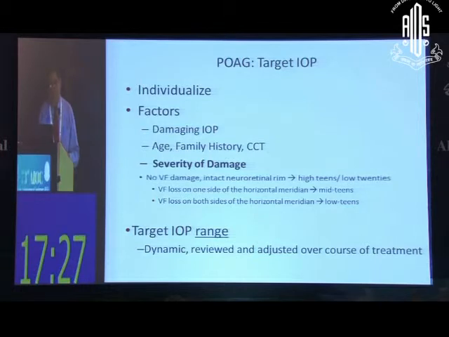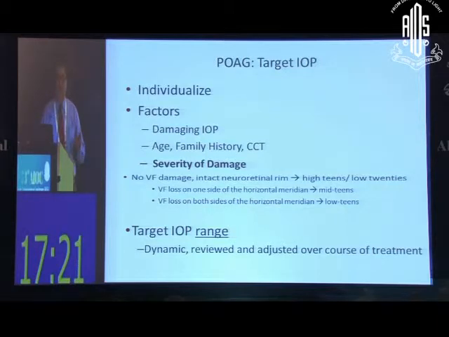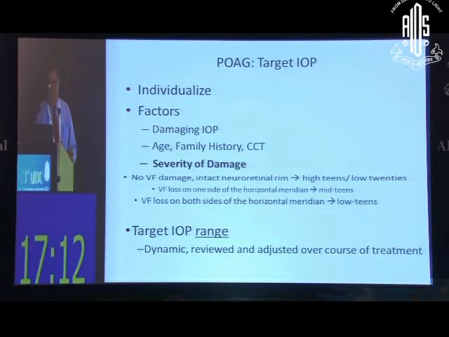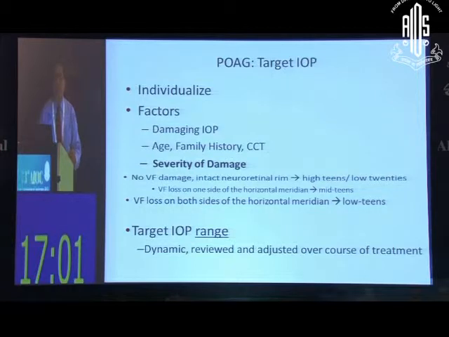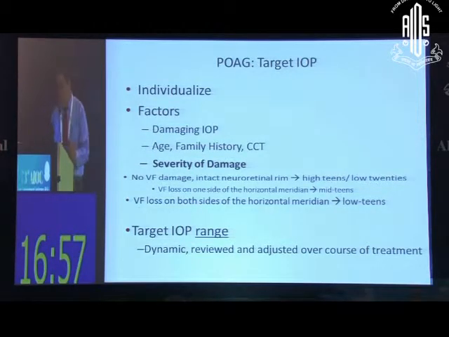And this is one situation. When the visual field is normal and the neuroretinal rim of the optic nerve is also okay, then for starters, low 20s should be your target pressure. Look at the flip side. When there is visual field loss on both sides of the horizontal meridian of the field, even then aim for low 20s as the starting target pressure. Always, target pressure is a range, not a single number, and it needs to be reviewed and adjusted over the course of the treatment.